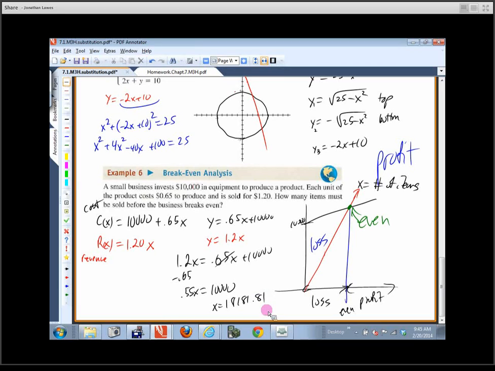18,181.818181. Okay, if this is the number of items and you were in charge of the business and you had to decide between selling 18,181 and 18,182, how many would you want to sell if you actually wanted to break even? 18,182, because then you'd make just a little bit more. You probably have a couple pennies in the register. Before that, you don't quite have enough. If you only sold 18,181, you wouldn't quite break even. You'd have to round up, in other words.